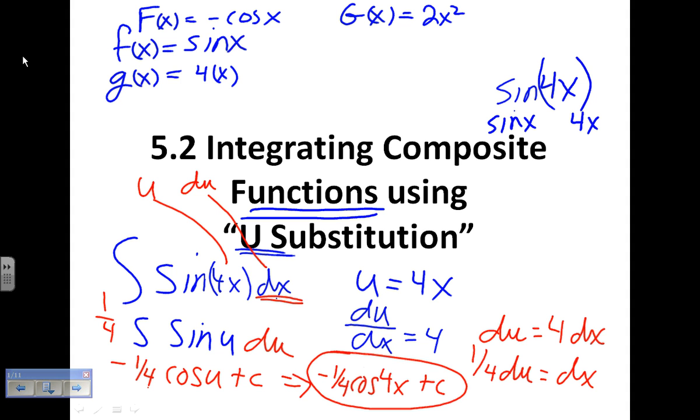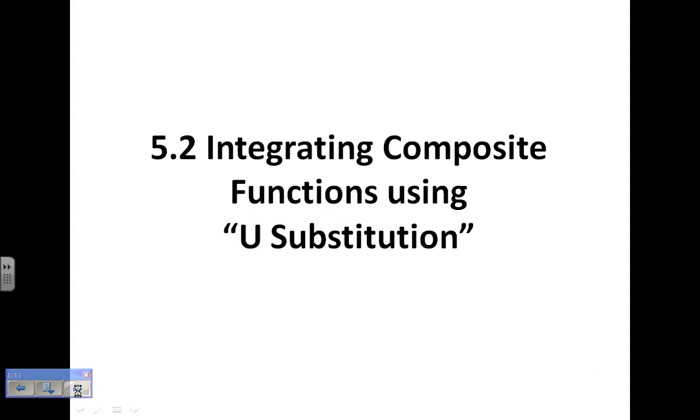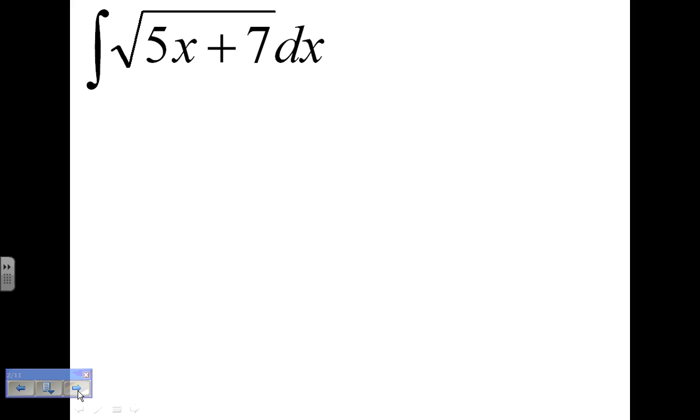On these, though, now we're talking about a definite way of doing it. The whole key to this is, very simply, if you had to put it in your calculator, where would you put the parentheses? That's usually 99% of the time what u is going to equal. So on this one, the square root of 5x plus 7, where would you put the parentheses if you typed it in your TI? Around the 5x plus 7.